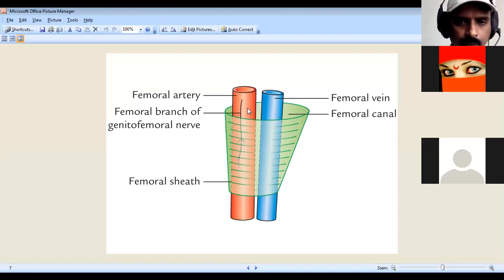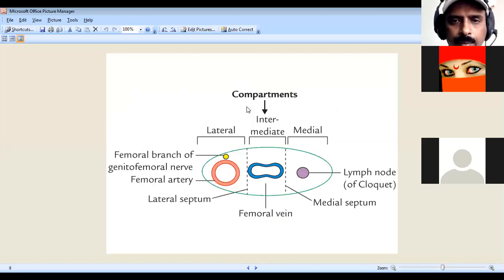So we have dealt with important short notes here: the contents of the femoral triangle, the femoral sheath, and the femoral artery, its course, origin, and branches. Here you can see all the compartments very well. You should remember that the medial compartment is the lymphatic compartment, also called the canal of Cloquet, with the Rosenmuller lymph nodes, or the lymph nodes of Cloquet. That is very important. The femoral vein is in the intermediate compartment, and laterally we have the femoral artery.